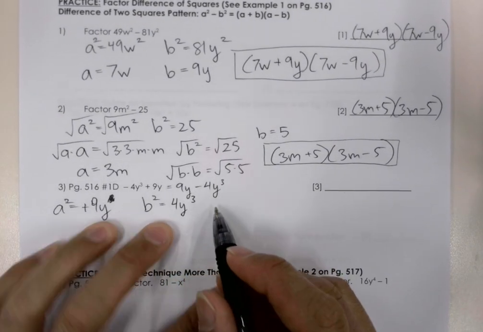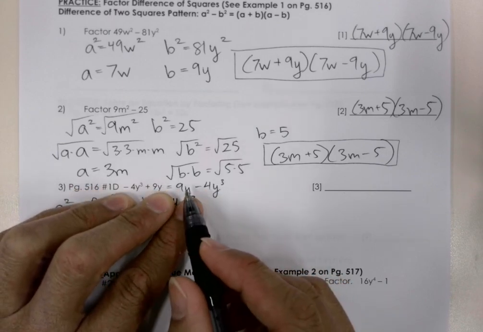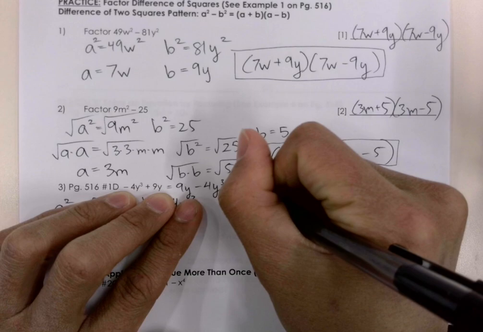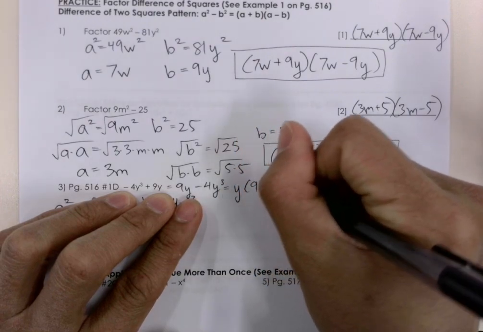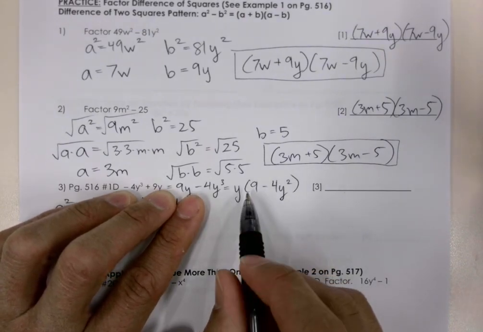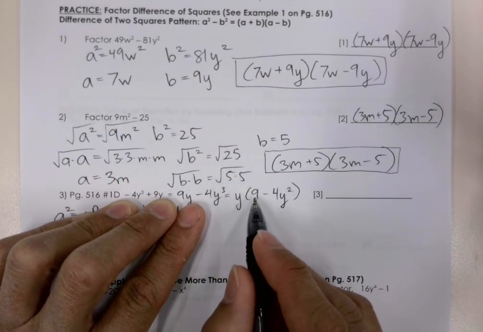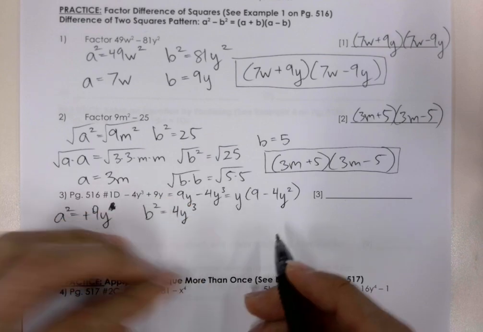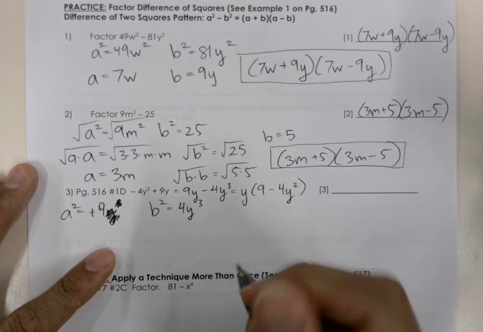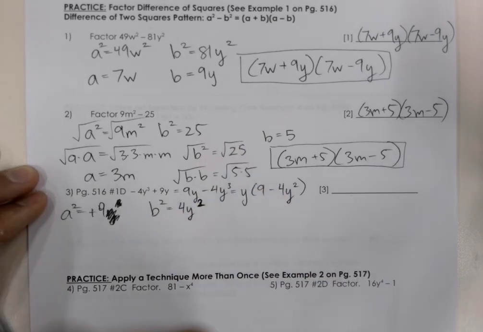Actually, there's another step here that I'm missing. So let's go back. And the last step is that we want to factor out one of the y's. Right? We have the common factor of a y. So it's going to become y times 9 minus 4y squared, like so. Right? And then we're going to apply the difference of 2 squares pattern to the 9 minus 4y squared. Sorry about that. So my a squared is going to be my 9, and my b squared is going to be my 4y squared. All right, now we're ready to go.